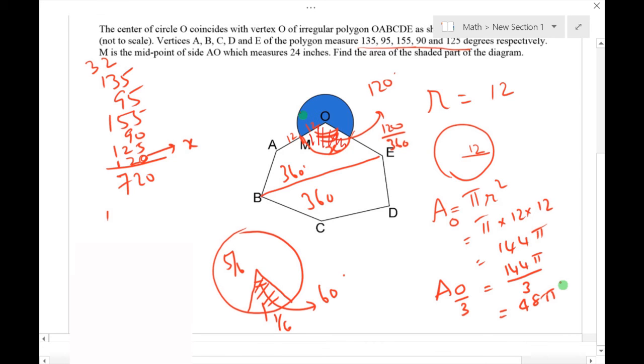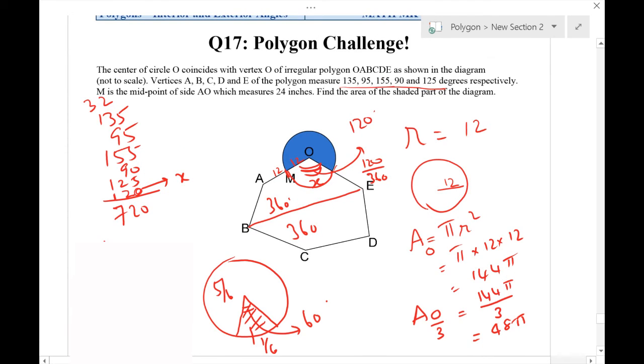So we need to find the area of the shaded part, which is 2/3 of the circle. Therefore, 1/3 is 48 pi, and therefore 2/3 of the area of the circle is going to be 48 pi times 2, which will be 96 pi. That's the correct answer. Did you get it? Very cool. Congratulations if you got it. If you didn't get it, go back and rewind the video and understand how exactly it goes.